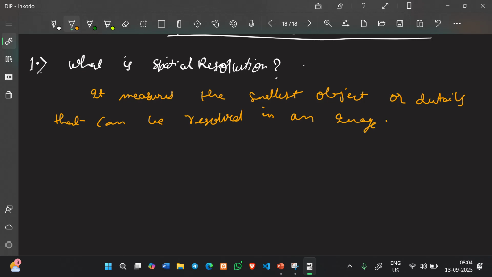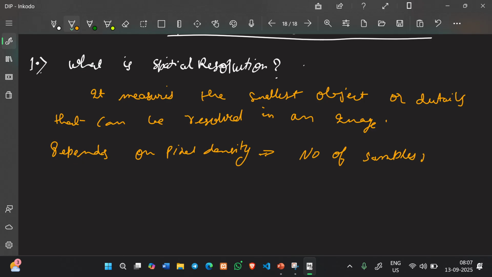Okay, so let's move further. Then we will talk about the dependencies. So write it down: it depends on pixel density. And pixel density, what is it? Number of samples per unit area.